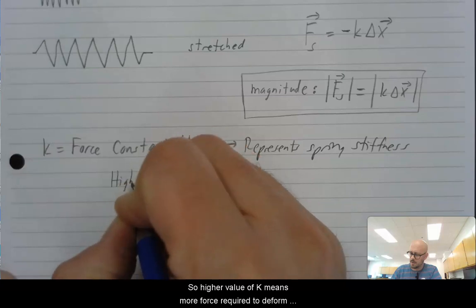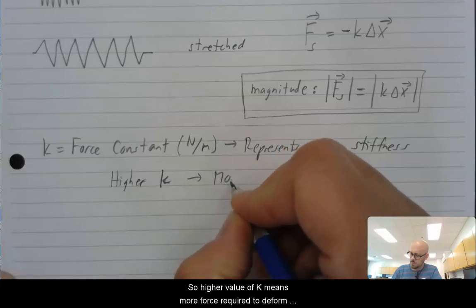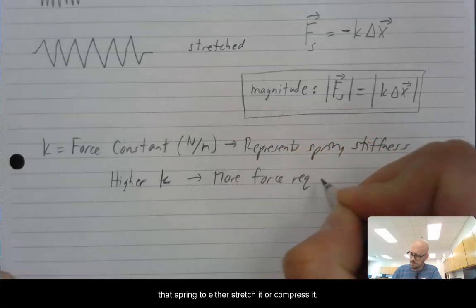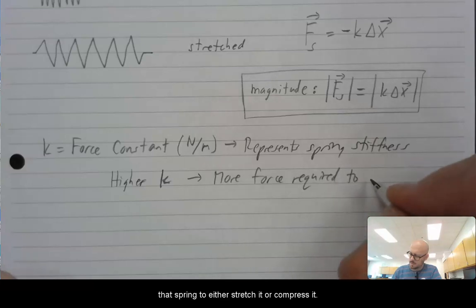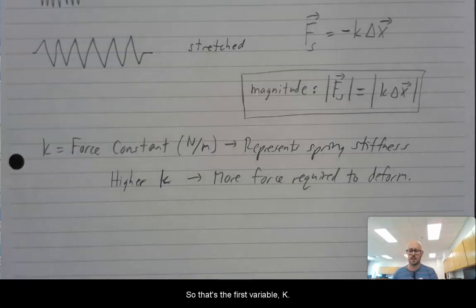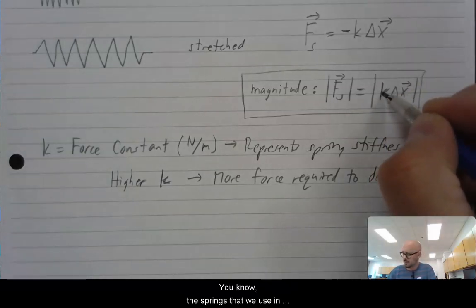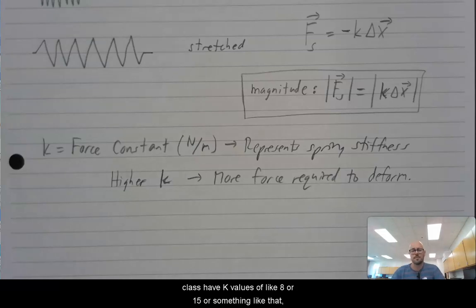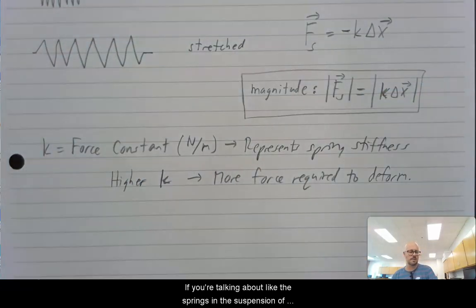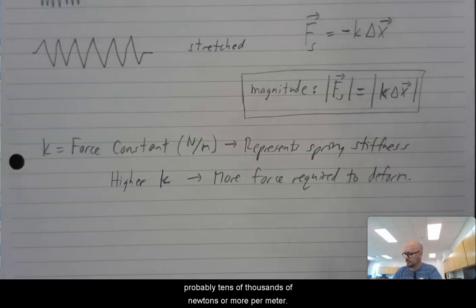So a higher value of k means more force required to deform that spring, to either stretch it or compress it. So that's the first variable, k. It is a number. The numbers can be anything. The springs that we use in class have k values of like 8 or 15 or something like that, newtons per meter. So those are really easy to stretch. If you're talking about like the springs in the suspension of your car, then now we're in the probably tens of thousands of newtons or more per meter.